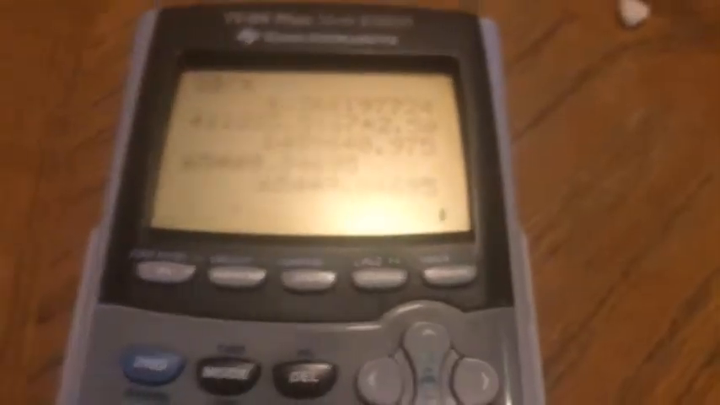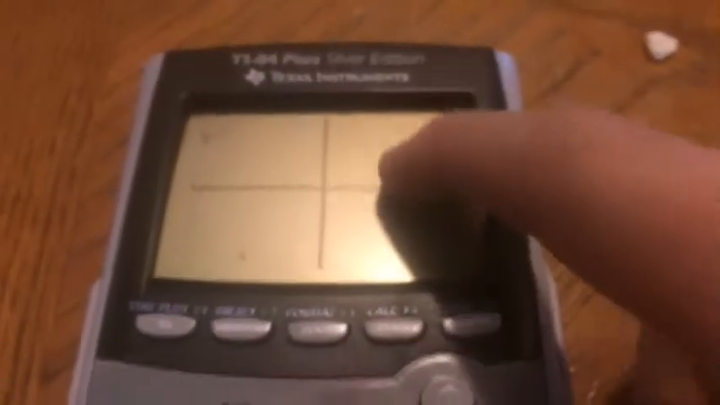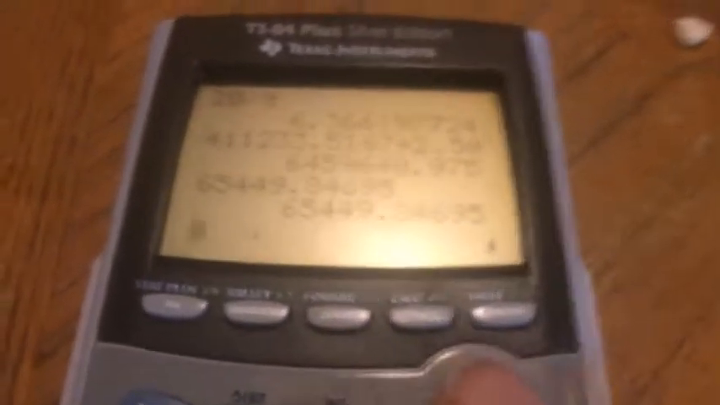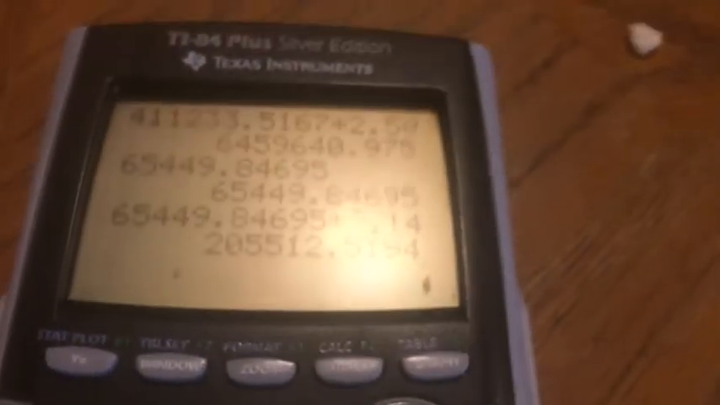And just to give you an example, the polar graph goes from here all the way around to here. So that'll be pi from here to here. So pi, which is 3.14, times this, you're going to see here, will get us 205,512. That's how many points we're going to get in just a single graph.